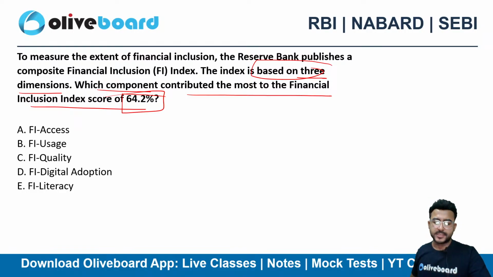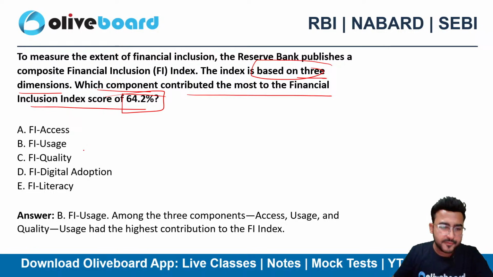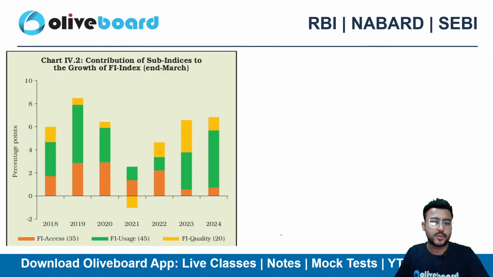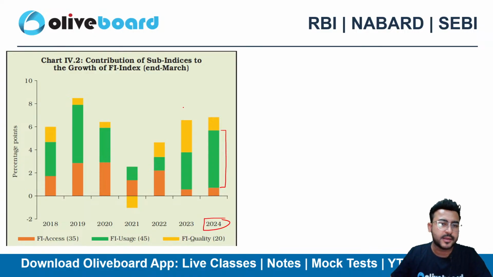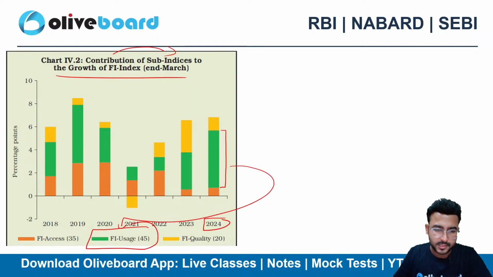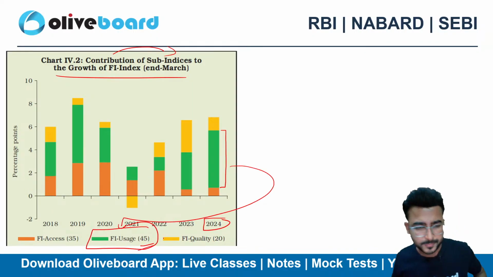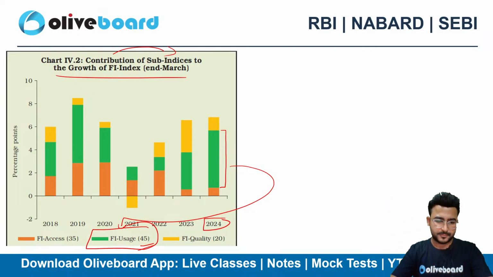And the correct choice here is option B, FI usage. FI usage has contributed the most to the Financial Inclusion Index, and as we can see here in 2024, the green part is the biggest in the chart, right? The contribution of the sub-indices to the growth of the FI index, and the green belongs to FI usage, right? Obviously the weight is also 45 here.